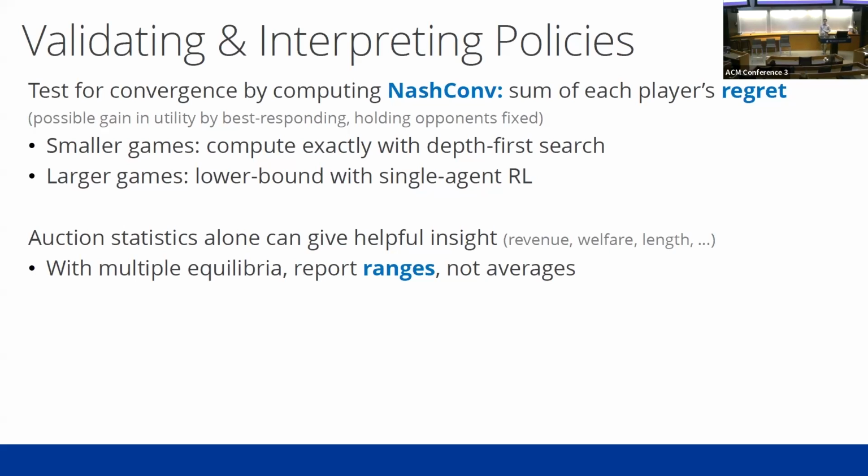But one caveat there is that if you're looking at multiple equilibria, there's no real reason that the distribution of equilibria you find from running these algorithms multiple times has any connection to the distribution of equilibria you find when people play these games multiple times. And so I think it's more meaningful to report the range of outcomes that can happen rather than the distribution or the average.